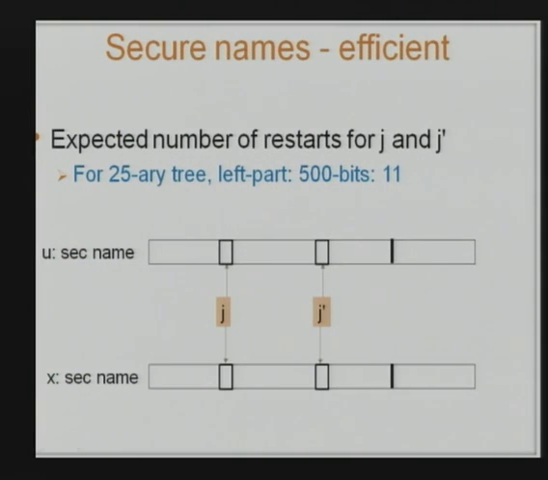Okay. Computing the secure names is very efficient. The number of restarts required for a 25 array tree is about 11, which our performance evaluation says is almost nothing.